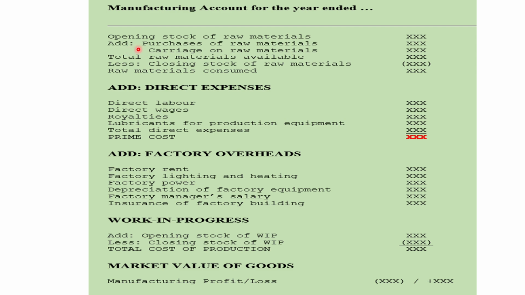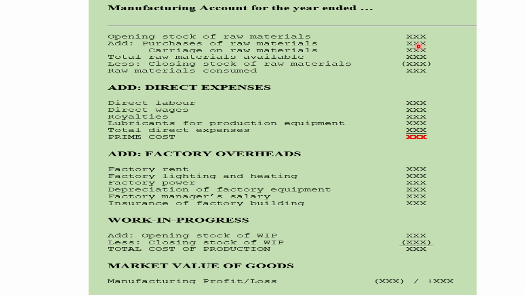Then from here, you're going to add the raw materials you bought so that you know all the raw materials that were involved in that year. So you're going to add purchases of raw materials, okay? Then you add the amount of money that was used to bring those raw materials into your factory. So you are going to add carriage on raw materials, okay? So once you have this, you can calculate the total raw materials available, which is the sum of these three quantities: opening stock, purchases of raw materials, and carriage on raw materials.